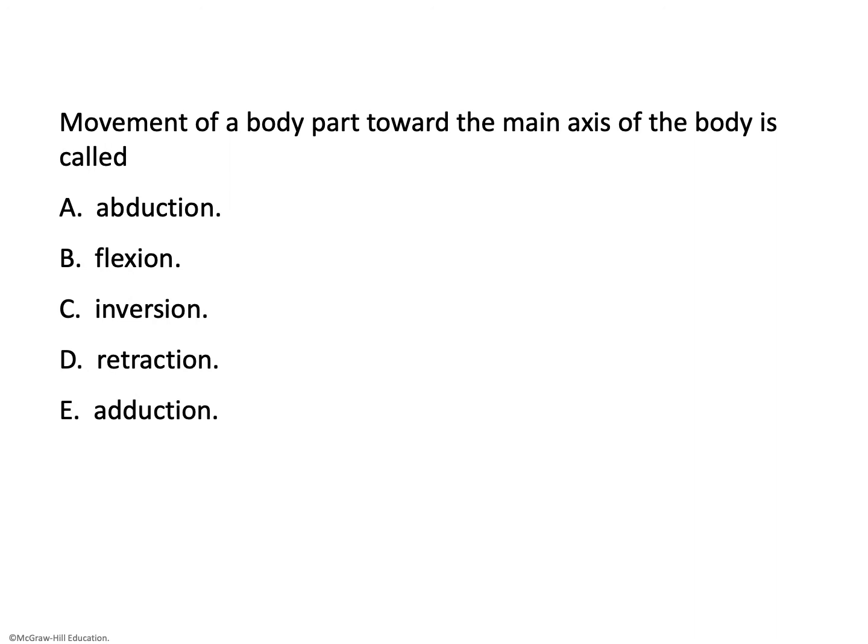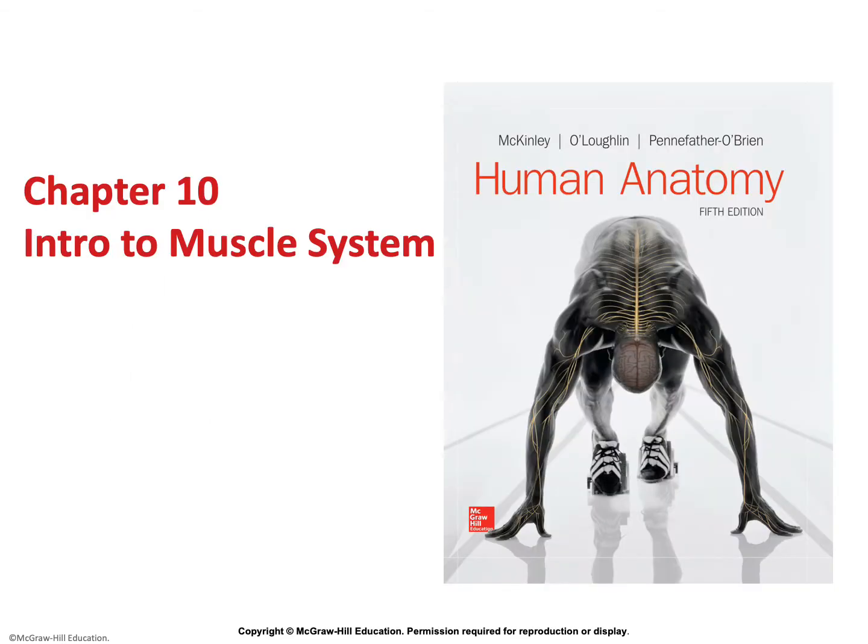Movement of a body part toward the main axis of the body is called adduction, letter E. So adduction, you're adding a body part back to the midline. This is in contrast to abduction, where you're abducting a body part from the midline. So again, those are review questions. Your test will include more questions like that, but if you know the answers to those and understand what the answers mean, that'll help you for your next lecture exam.